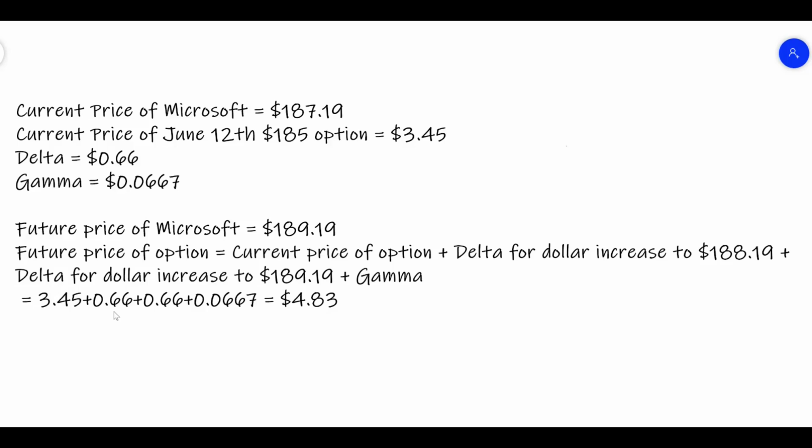Now to find the price of the additional dollar, you need to add the gamma, and then you keep on repeating it. So if you want to find the future price of that option when Microsoft goes to $190.19, take the first price plus, for the first dollar increase, add the delta. Then for the second dollar increase, add the delta plus the gamma. And then for the third dollar increase, add the delta again and the gamma.